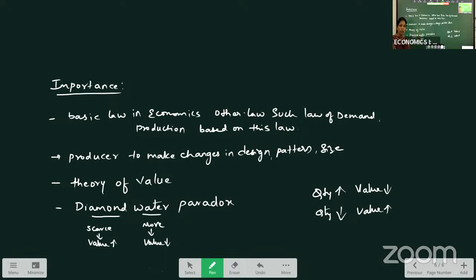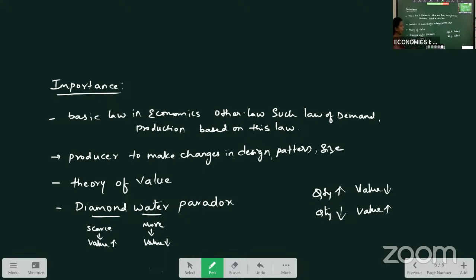Same thing we have observed over here. The more quantity we consume, satisfaction is less, means the value is less over here. And the diamond-water paradox is explained based on this law only, right? So these are the importance of the law. Clear? So this is about the law of diminishing marginal utility, which is a very, very important law for 10 marks.